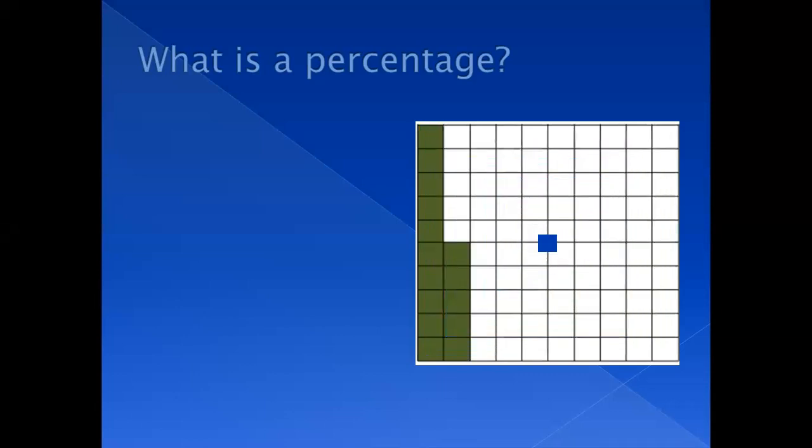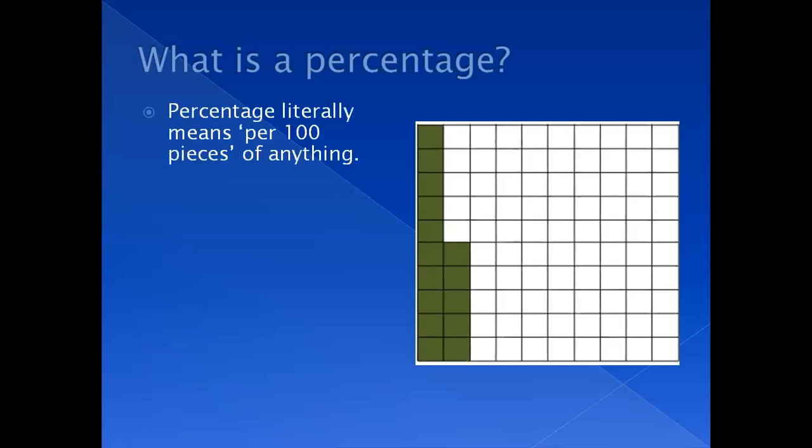Here is a square which is divided into 100 equal parts. It has a few parts shaded. If you see in the first column, 10 parts are shaded. And in the second column, 5 parts are shaded. So 15 parts are shaded in this figure. We can say 15% of this figure is shaded.